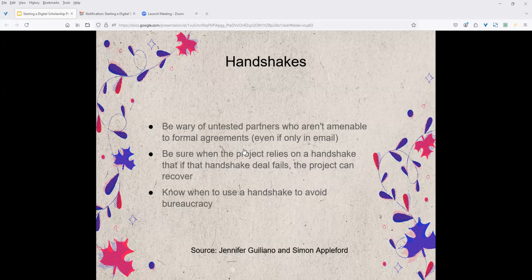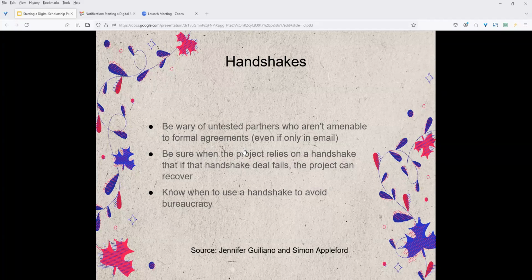So be wary of untested partners who aren't amenable to formal agreements, even if only in email. Why is there that lack of perfunctory commitment to that? Be sure when the project relies on a handshake that if the handshake deal fails, the project can recover.